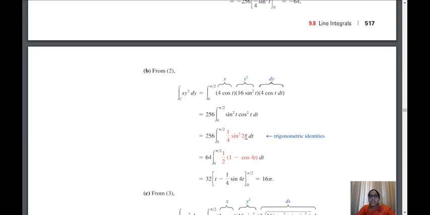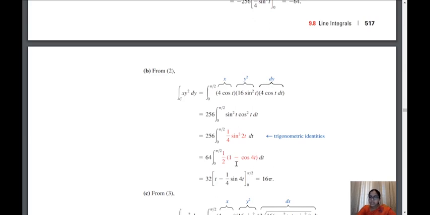Now when we have sin square 2t, we know what is sin square 2t. Again here also we are using a trigonometric identity, the formula of cos 2t is equal to cos square t minus sin square t. So this value will be 1 by 2 into 1 minus cos 4t dt, and we will take this 1 by 4 common. 4 and 256 will get cancelled and we will get 64, integral 0 to pi by 2 of 1 by 2 into 1 minus cos 4t into dt.